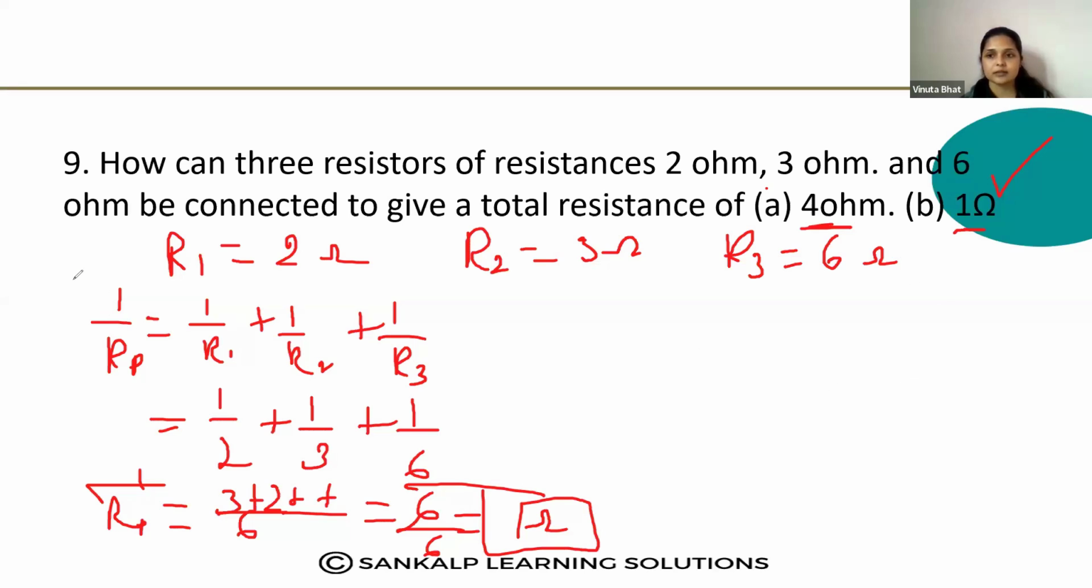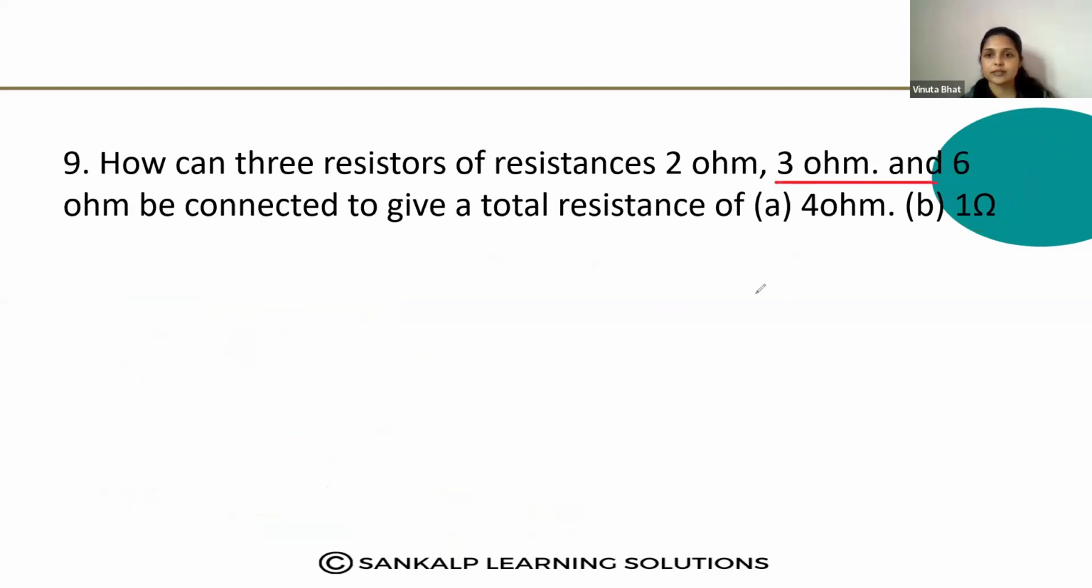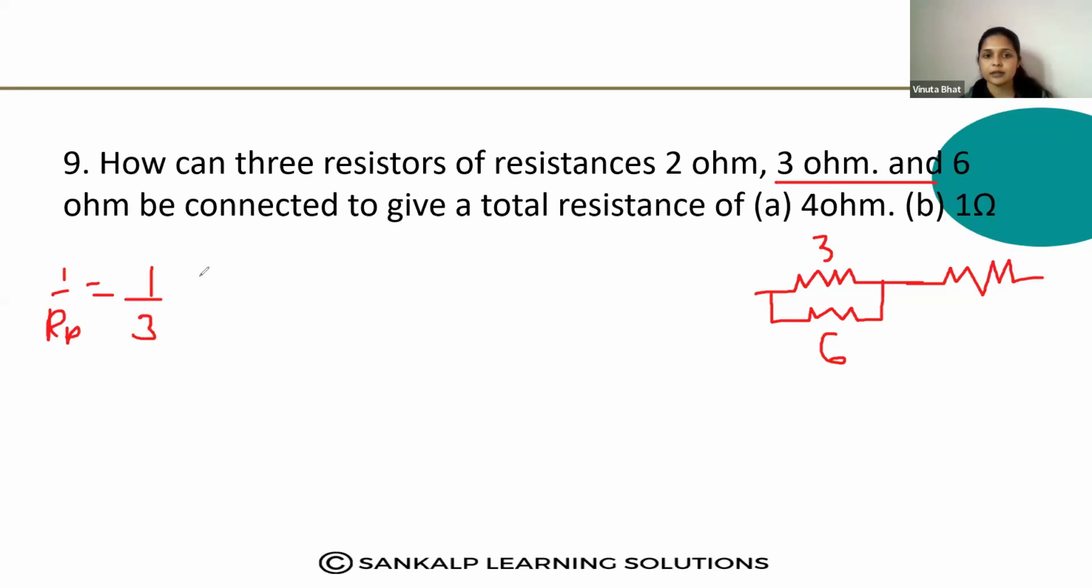The 3 ohm and 6 ohm resistors in parallel and one resistor in series. First I will do the parallel connection total resistance: 1 by 3 plus 1 by 6, that is equal to 6 divided by 2 plus 1, that is 3 twos are 6. Rp is equal to 2 ohm.